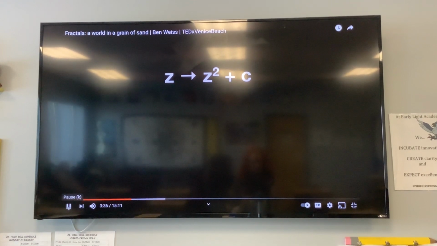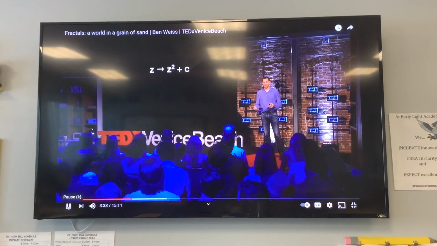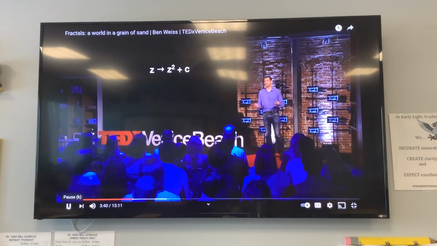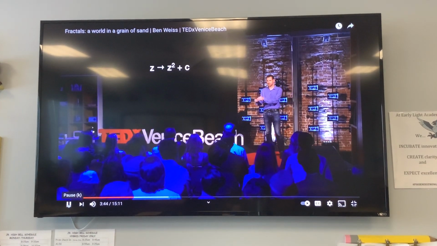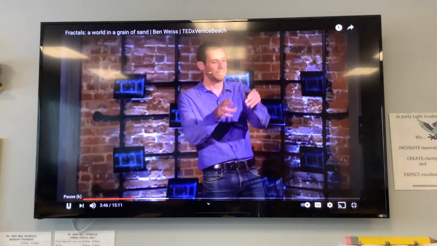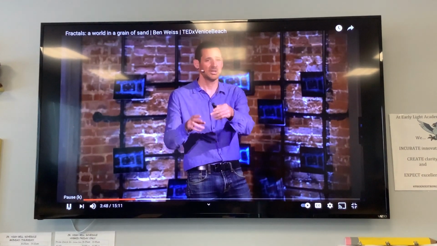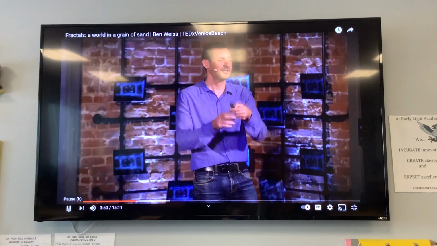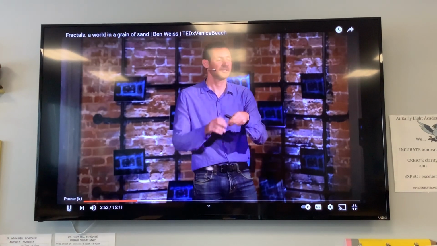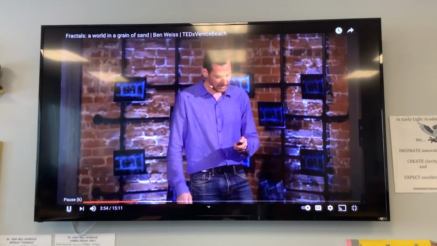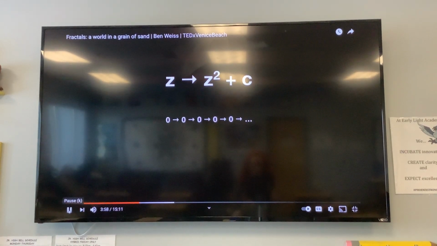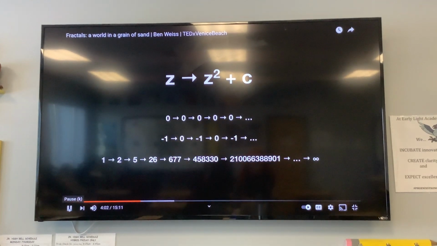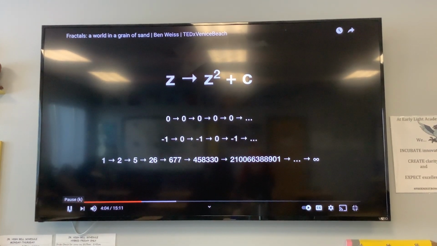Z goes to z squared plus c. And the way that this works is that you take a small number, you square it, you add the original number, then you feed that back into the equation, square it, add the original number, and you process it over and over, each time feeding back in the original number to keep the process going. And for some numbers, not much happens. It just stays small. For other numbers, it just bounces back and forth. But for other values, it grows very quickly.